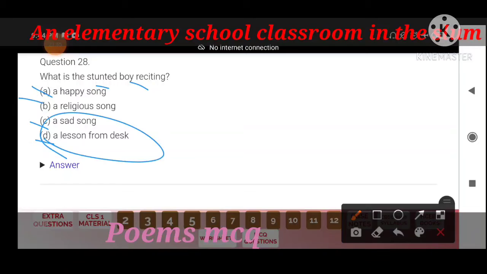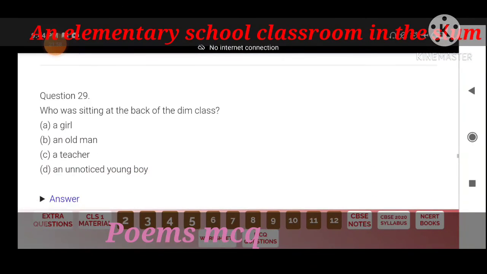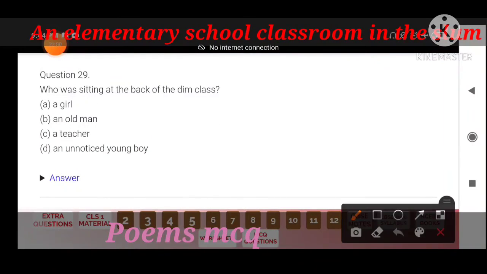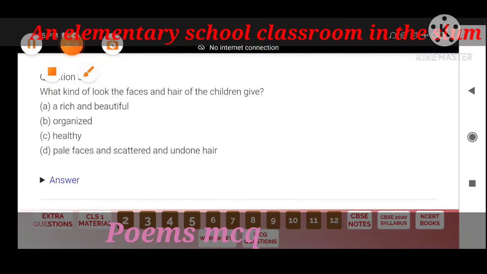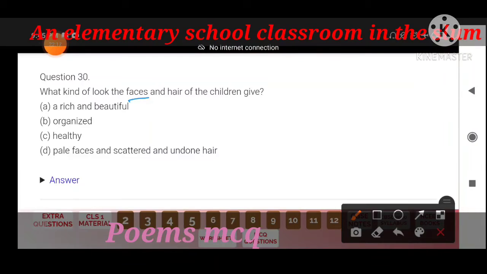We also discussed this one before in different contexts. Who was sitting at the back of the dim class? A girl, an old man, a teacher, or unnoticed young boy? So the answer is unnoticed young boy. What kind of look do the faces and hair of the children give? Rich and beautiful, organized, healthy, pale faces and scattered and unadorned hair. So the answer is pale faces and scattered and unadorned hair.